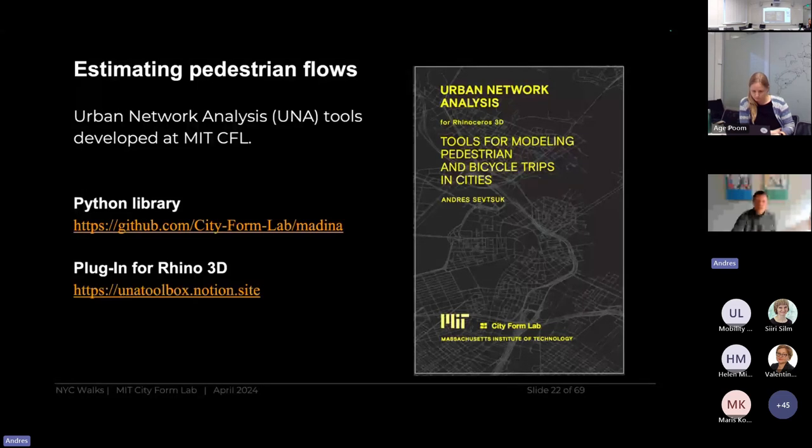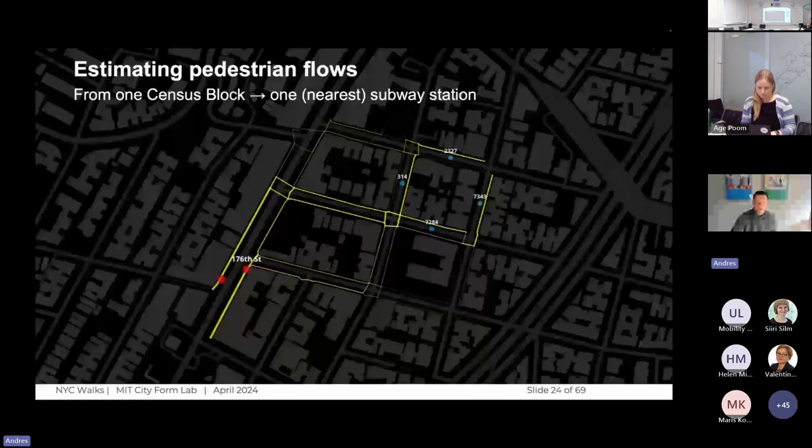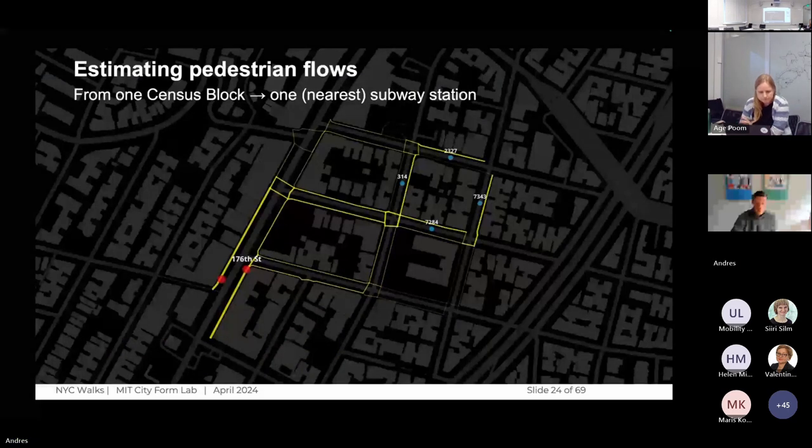And most recently also available as an open source and free Python package or library called Madina that we released just last month publicly. It's available on GitHub, and there is extensive documentation on Read the Docs to illustrate how the different tools in Madina work and use the urban network analysis framework to model pedestrian and cycling journeys through cities. So I'll briefly run through an illustration of this using a simple case to start.